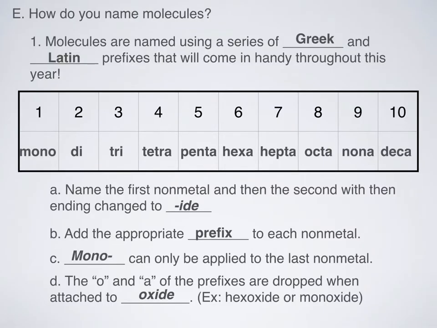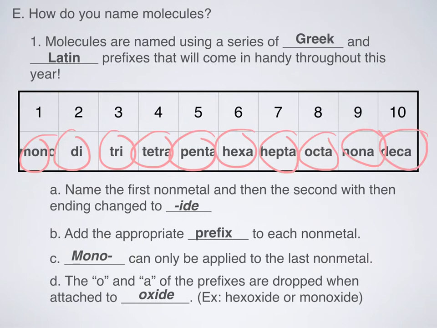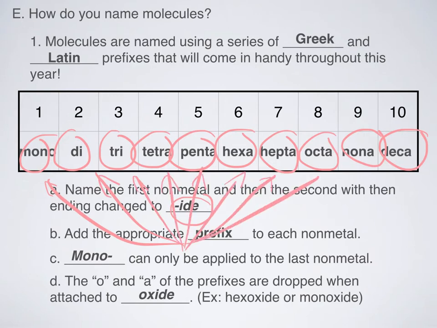We talked about the Greek and Latin prefixes that come in handy when we're naming these covalent compounds. You have to know 1 through 10. Mono, di, tri, tetra, penta, hexa, hepta, octa, nona, and deca. So our rule: name the first nonmetal, and then the second, changing the ending to "ide" at the very end. Then we're going to add one of these prefixes, if we have to, to whichever element in our compound has that number associated with it.